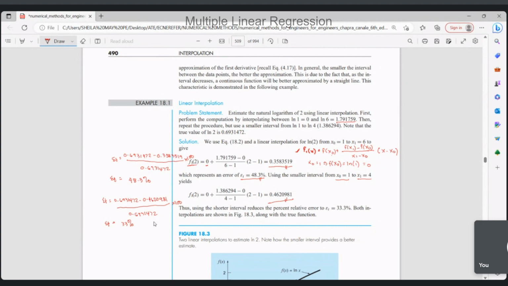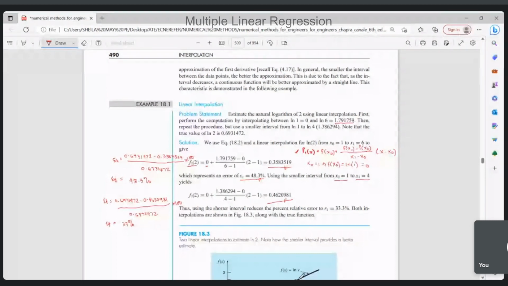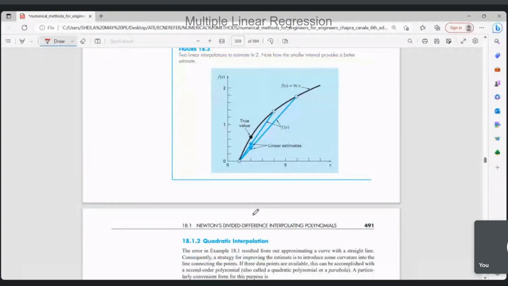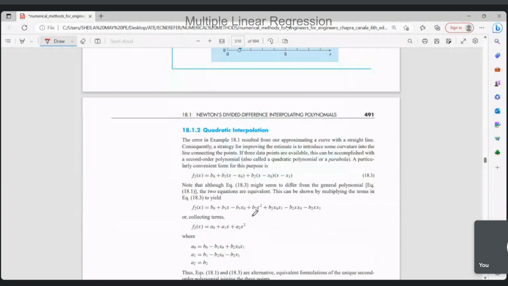Muna ang gi-prove sa atong linear interpolation wherein mo set ka og main intervals, use that interpolate through linear interpolation, and then repeat the procedure by having smaller interval. And that would prove nga mogamay ang atong error once magkagamay po ang atong interval. Okay, now that's for the linear interpolation. Next, we have here the quadratic interpolation.